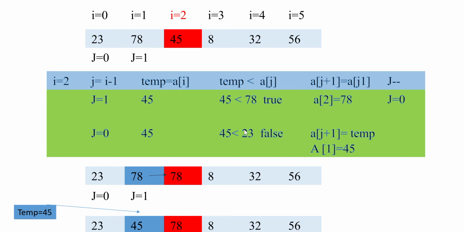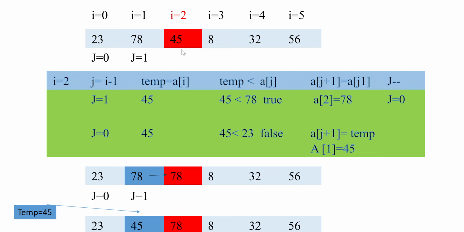So here this is false. So 23 will continue in its place. 78 is in second position. Now after 23, what is the location? j equal to 1. Now j is 0, no? At j equal to a of j plus 1, a of 1, you copy the 45. So 45 is copied to the appropriate position.